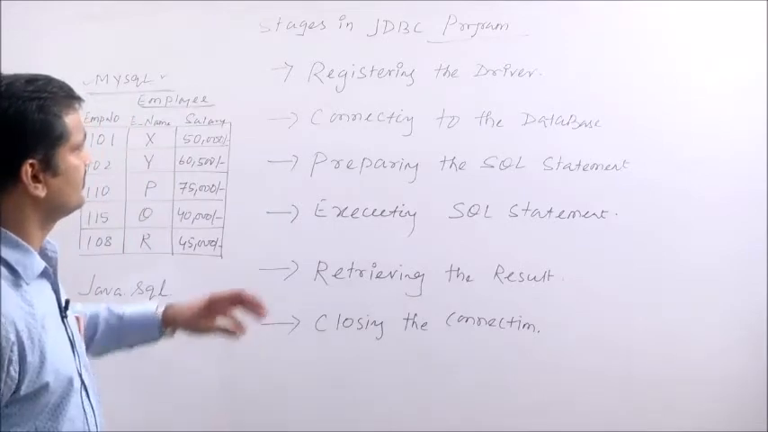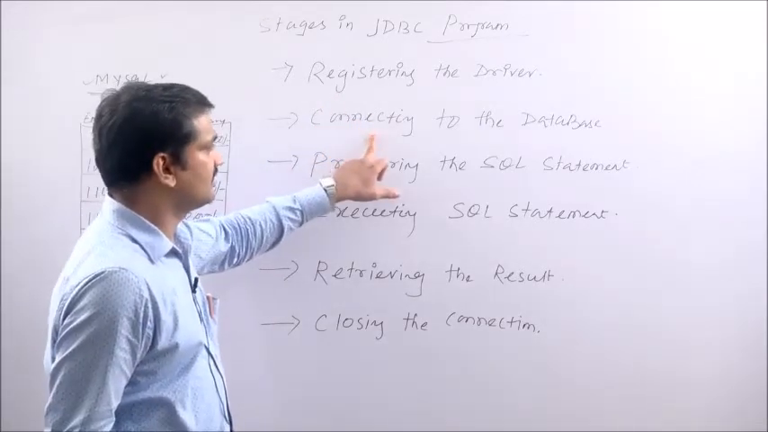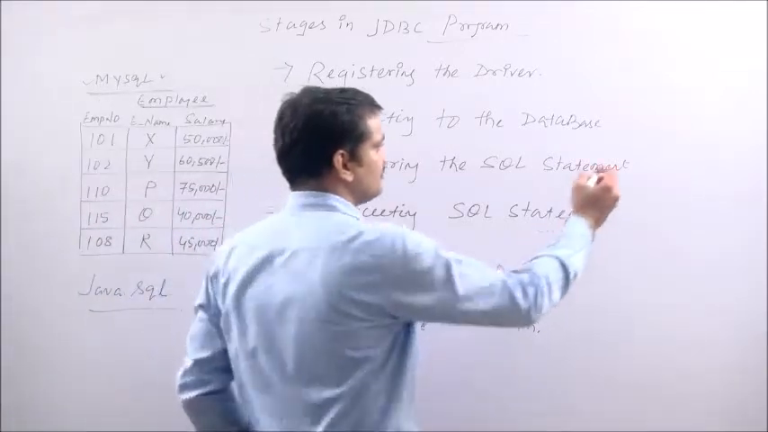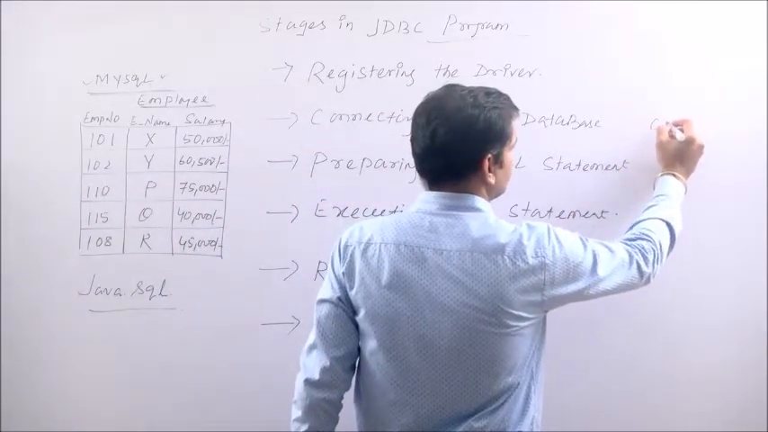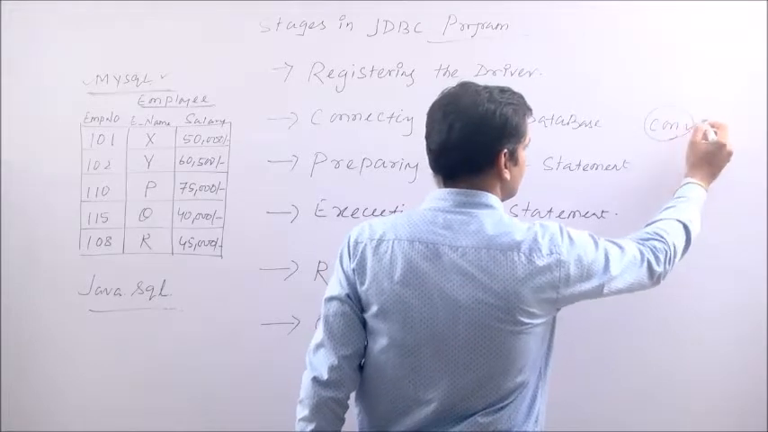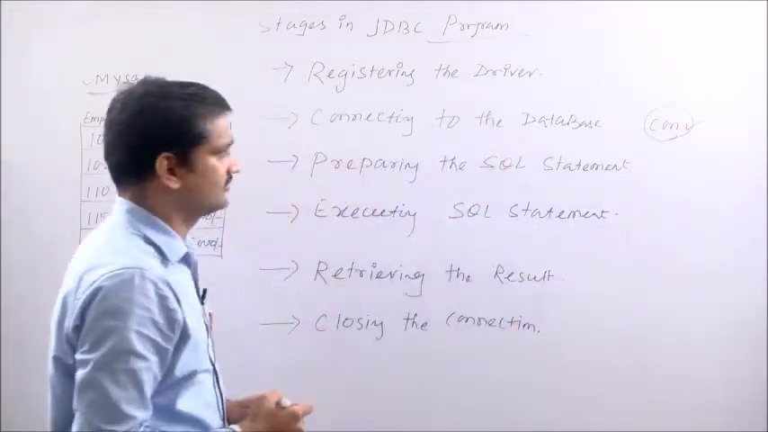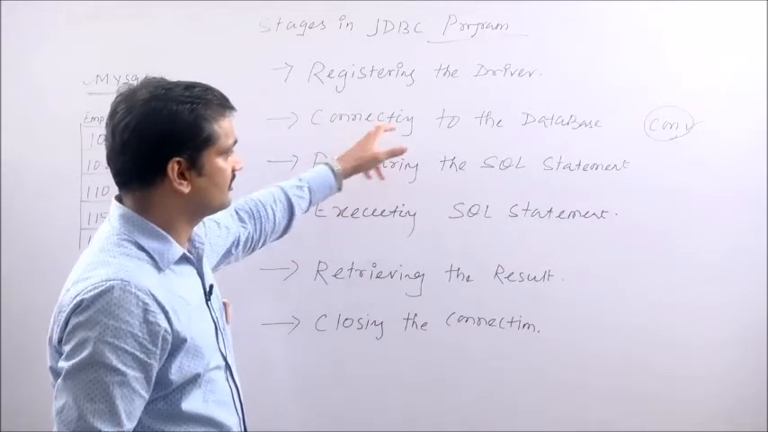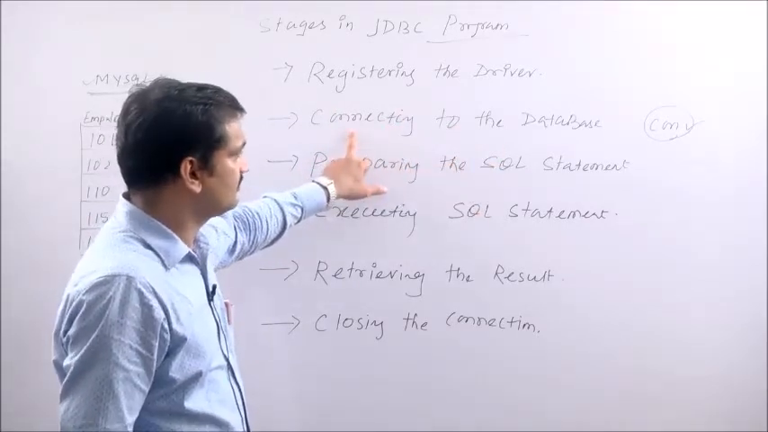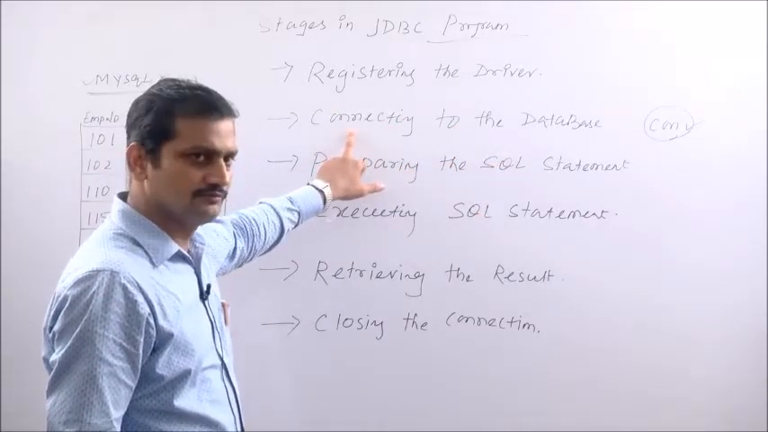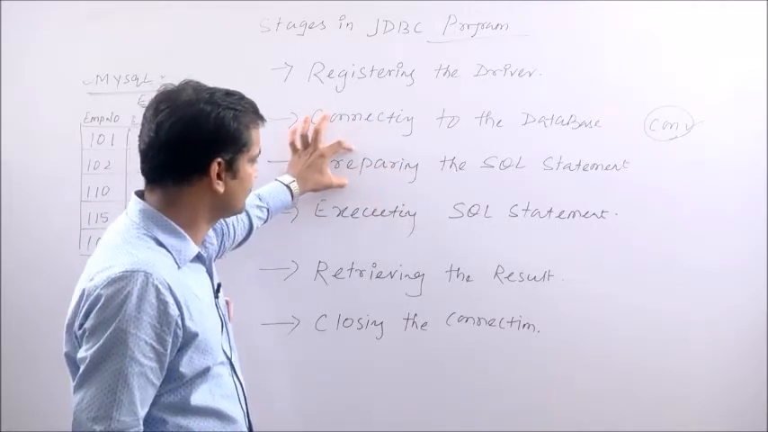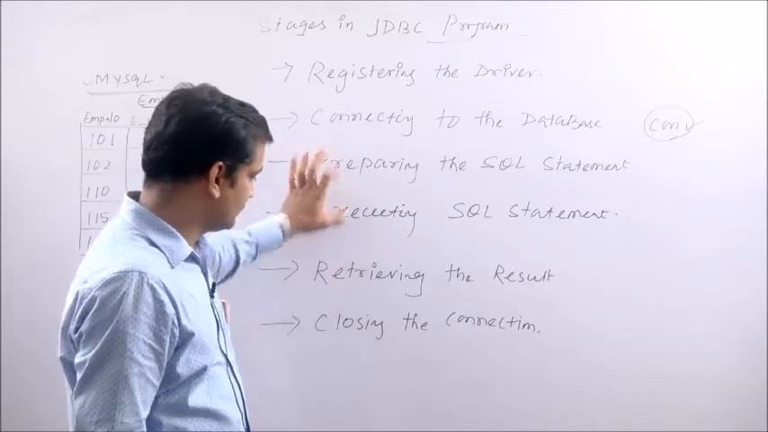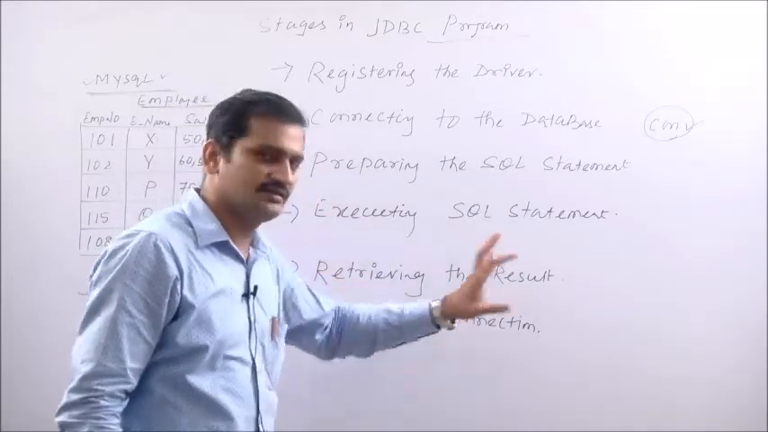So we start with registering the driver, then connecting to the database. Once you connect to the database, you will have one object available with you, which you can use for all the following operations. After connecting to the database, this object can be used for preparing the SQL statement, for executing the SQL statement, and for retrieving the result, and at the end you can use that object for closing the connection.